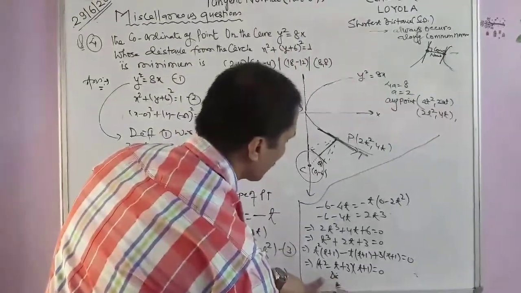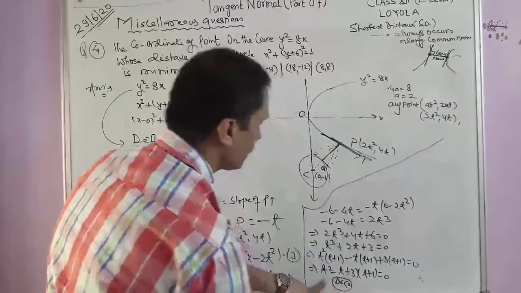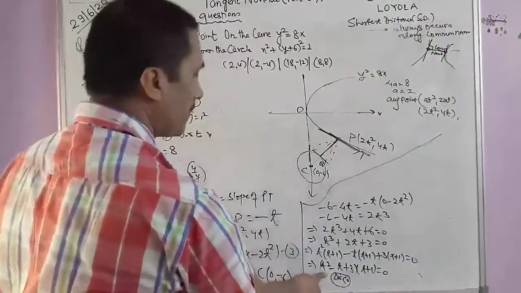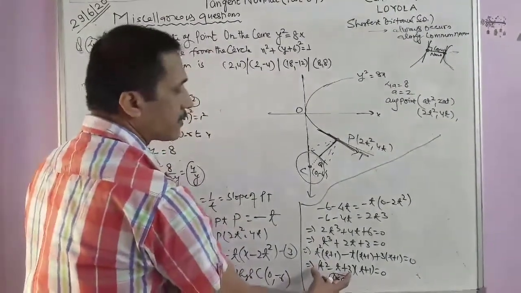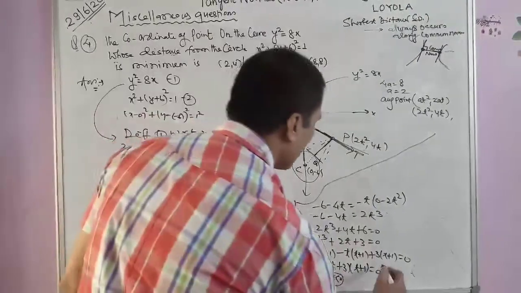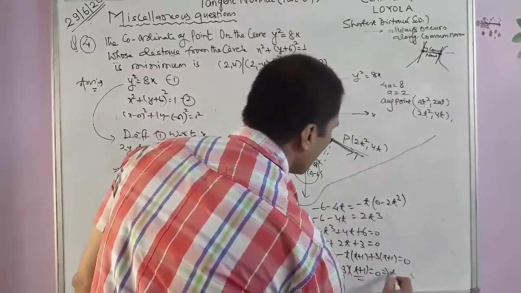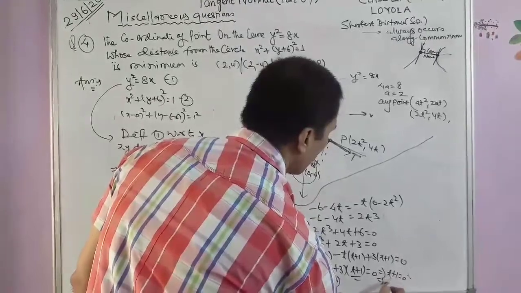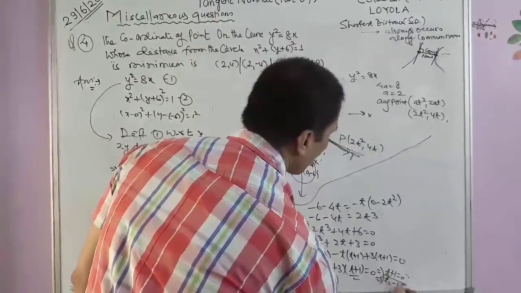Here the discriminant of this quadratic expression is less than 0, so there is no real value of t corresponding to this quadratic factor. So t plus 1 equal to 0 only, so t equal to minus 1.